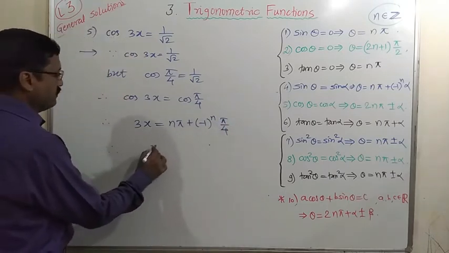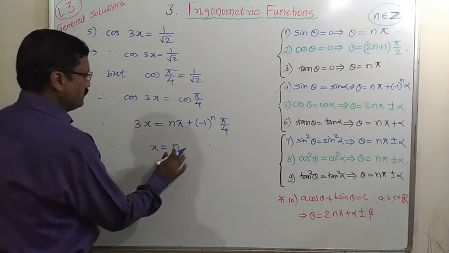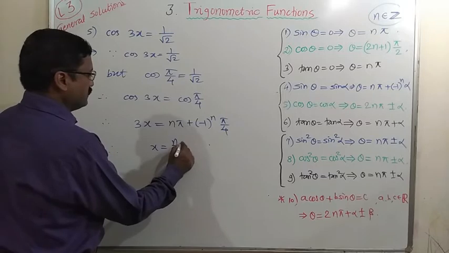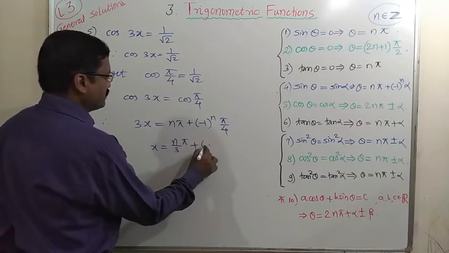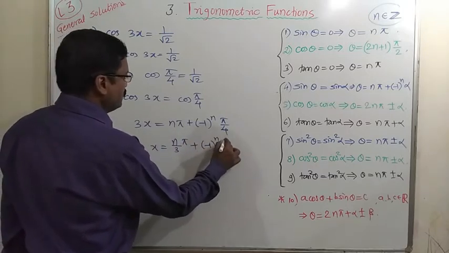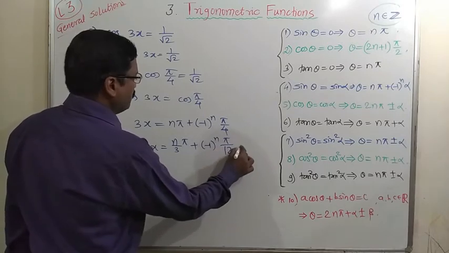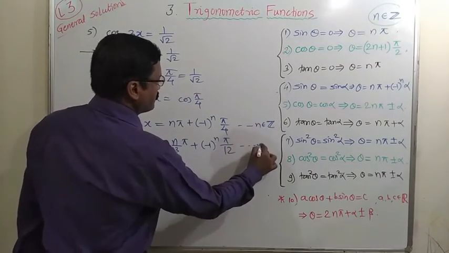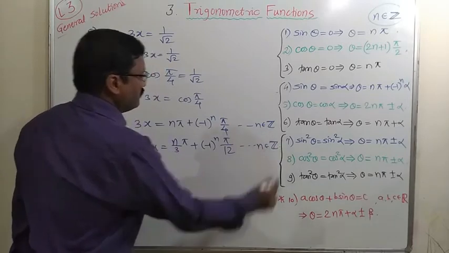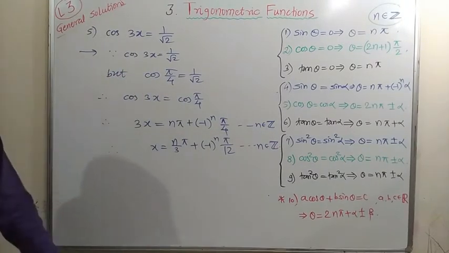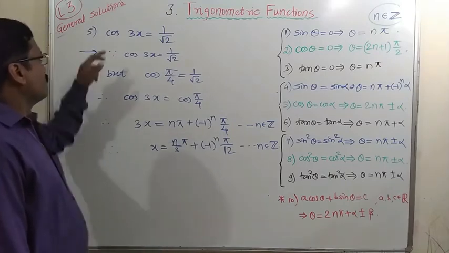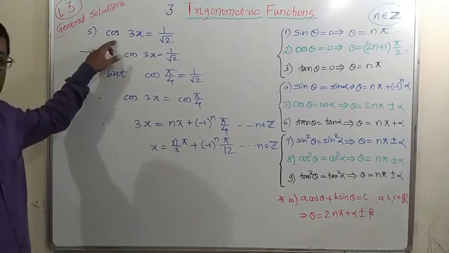Alpha is nothing but pi by 4. So x equal to n by 3 into pi plus minus 1 raised to n into pi by 12, where n belongs to the set of integers. Don't forget to write what n is. n is an integer. So this is the general solution of this given trigonometric function.